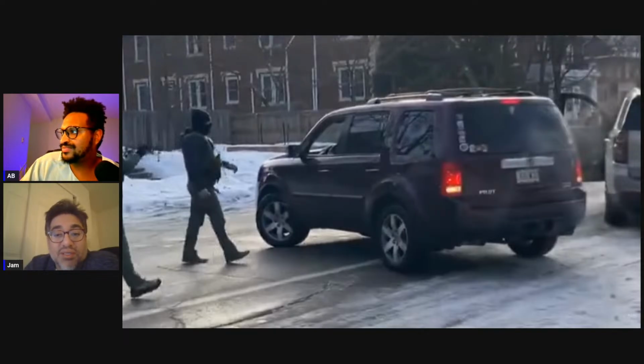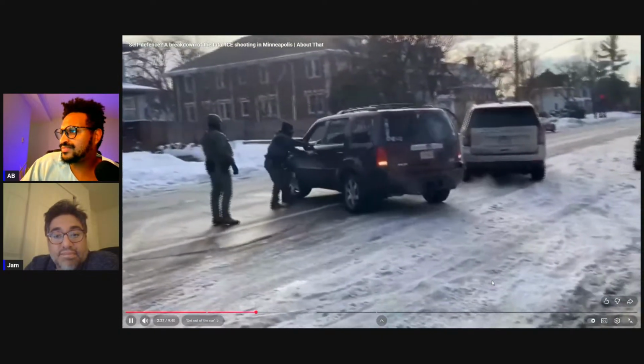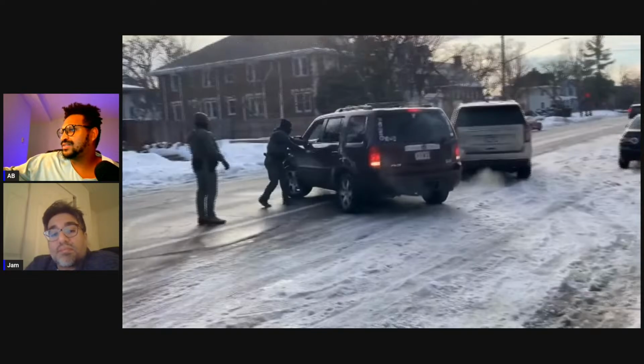That's an official car? Like, come on. Split second before this ICE agent puts his hand on. Okay. All right. We got this car. We got empty space all over here. It looks like there's nothing blocking it over here.